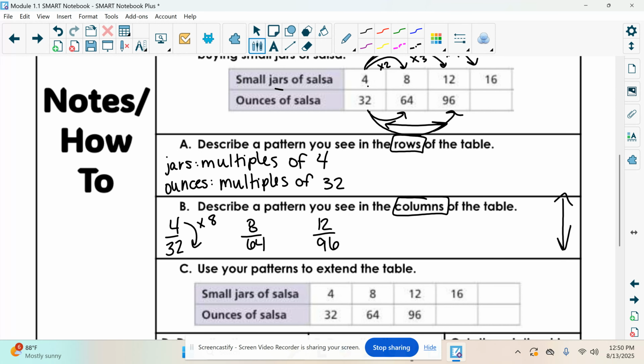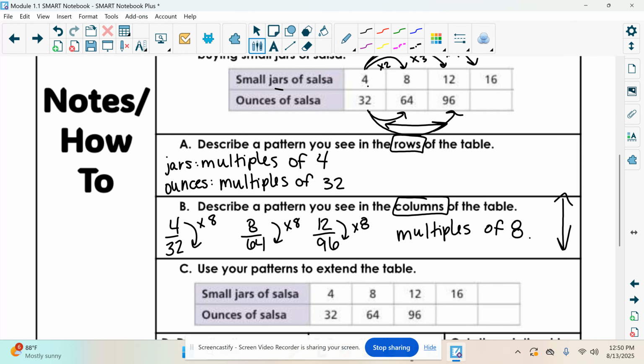So I have to multiply by 8 to get to 32. What do I have to do to the 8 to get to 64? 8 times what equals 64? 8. All right. 12 times what equals 96? This is where our math facts are important. 8. Good, Michael. So what's the pattern that you saw here? Multiplied by 8. Multiples of 8. Good. So it's important that we can recognize those patterns.